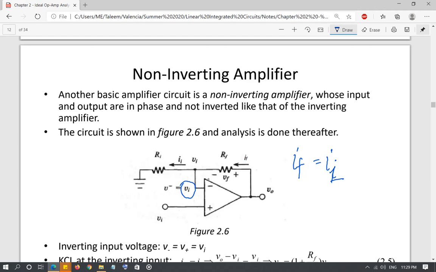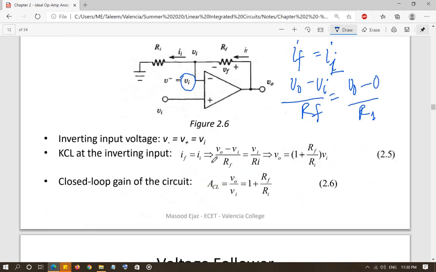IF is V out minus V input over RF, and I1 is V input minus 0 over R input, or R1, whatever that is. And from that you can figure out the relationship between V output and V input, which is given over here, of course. So the closed loop gain for this circuit, V output over V input, is 1 plus RF over R input. So there is no negative sign here.